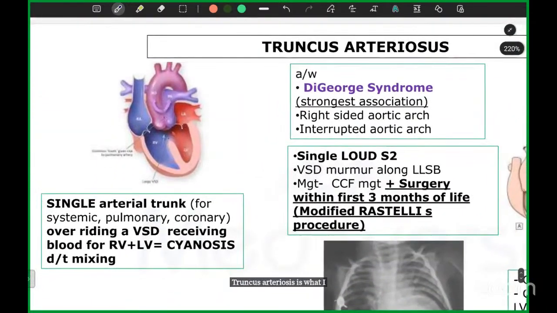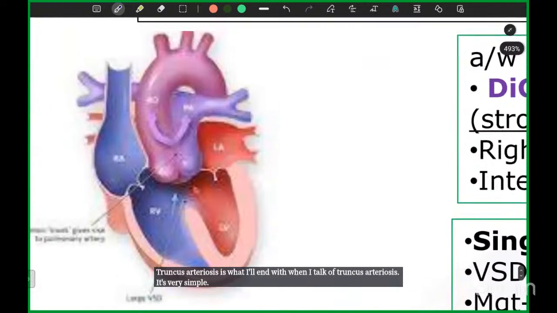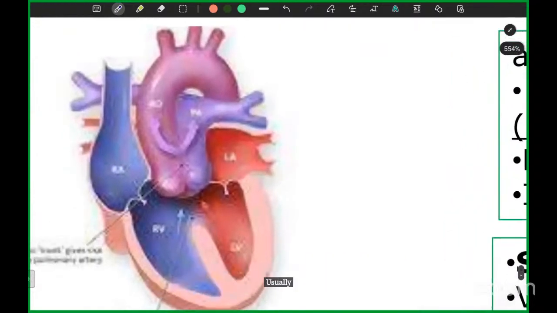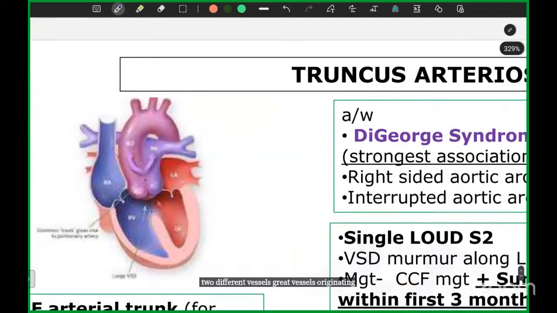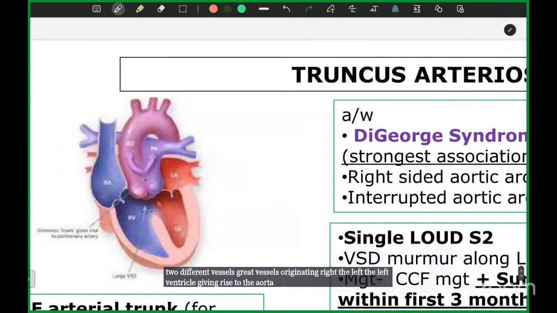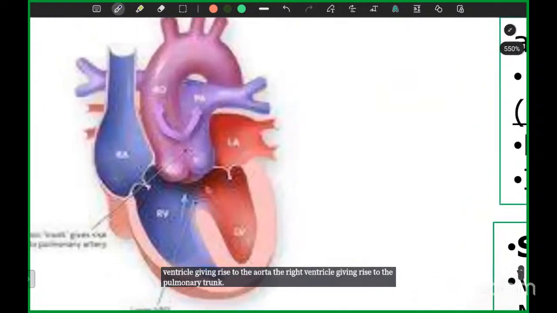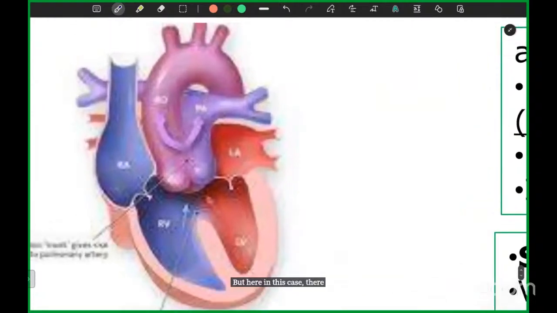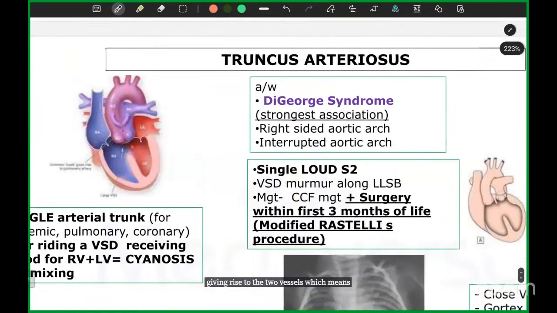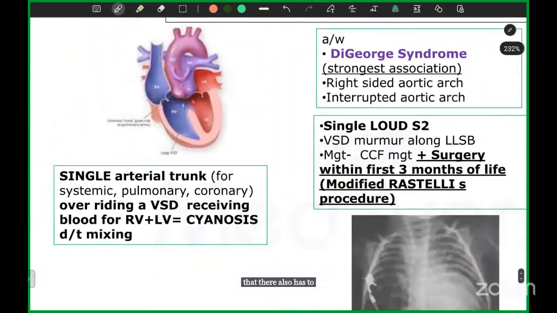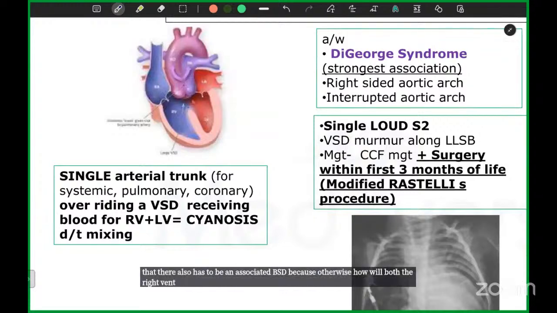When I talk of truncus arteriosus, it's very simple. Usually in our body, we have two different great vessels originating, right? The left ventricle giving rise to the aorta, the right ventricle giving rise to the pulmonary trunk. But here in this case, there's one common trunk, which is then giving rise to the two vessels, which means that there also has to be an associated VSD, because otherwise, how will both the right ventricle and the left ventricle pump their blood into the common trunk? There has to be a VSD.